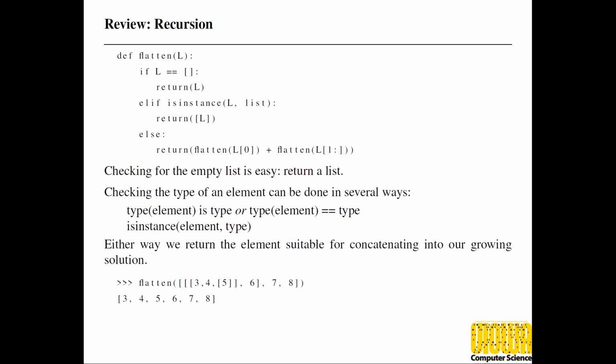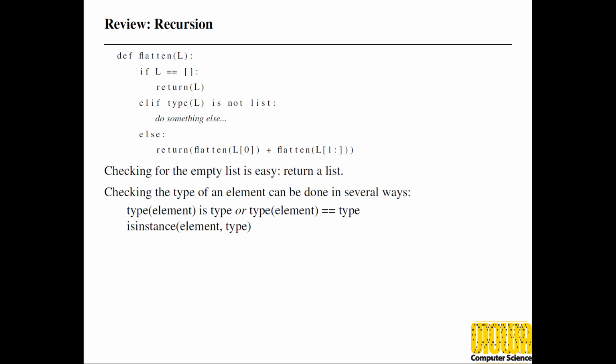It'll help you. Yes? I missed the writing on the first checking type element. So here, this one is actually correct. It checks if the type of L is not list. And then the next one, which is isinstance, I erased the not. I shouldn't have erased the not. I should have just left the not. I apologize. Okay?